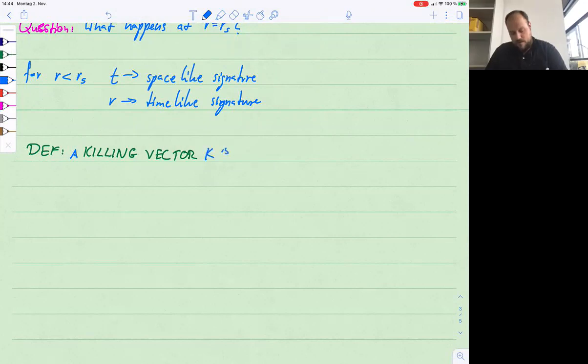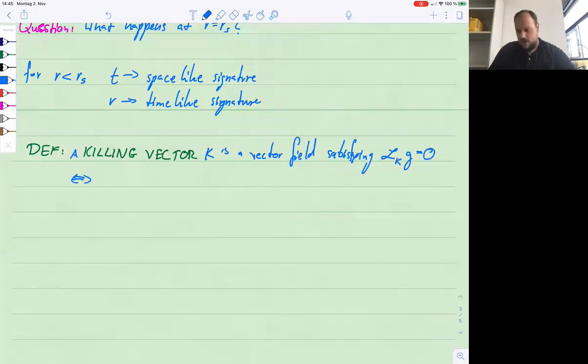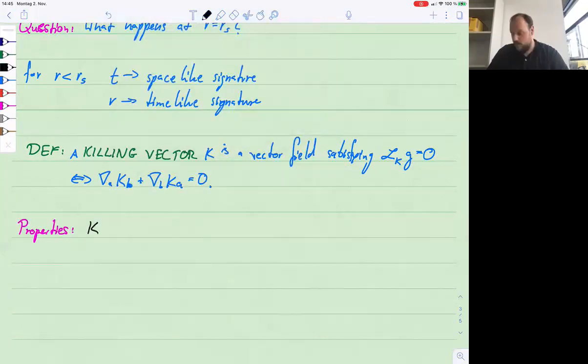A Killing vector K is a vector field which satisfies the following condition: the Lie derivative along the field K of the metric should be zero. We can write it more versatilely in coordinates as nabla_a K_b plus nabla_b K_a equals zero. That is the definition of a Killing vector. And what are the properties of this Killing vector? Because here we can see that it has interesting properties at the horizon. So K is time-like.